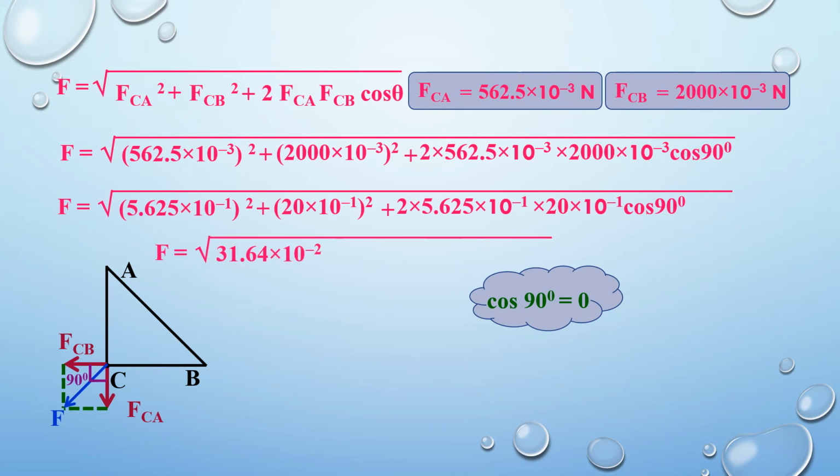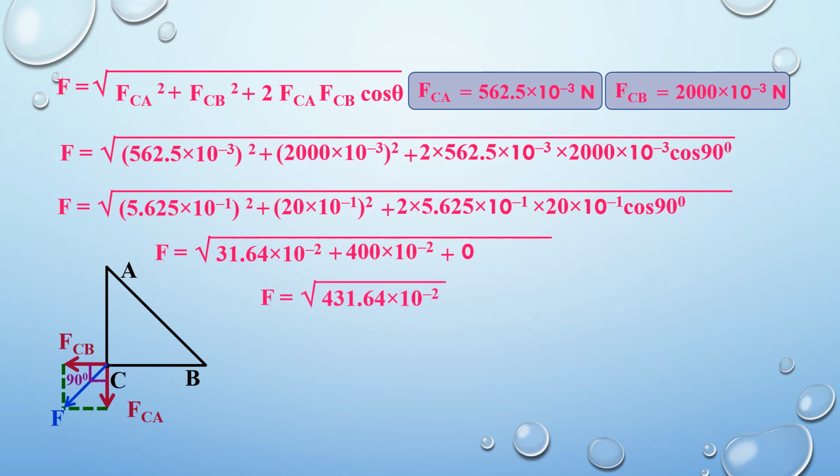So simplifying further, I get F is equal to root of 31.64 × 10^-2 plus 400 × 10^-2, and cos of 90 is 0. Simplify this, you get 431.64 × 10^-2. Take the root of this value, which gives you F is equal to 20.77 × 10^-1 Newton. Now this happens to be the magnitude of the resultant force. So I can say F is equal to 2.077 Newton.